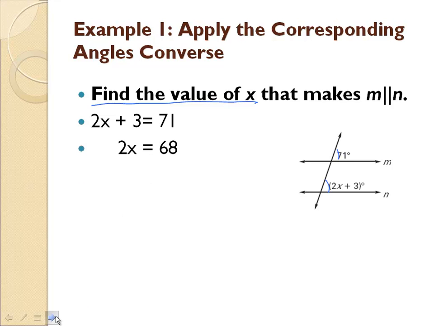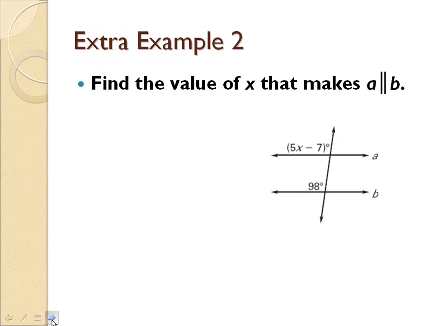To solve this, we're going to subtract 3 from both sides, and I get 2x equals 68. Then we'll divide both sides by 2, and x equals 34. Now you could check this to make sure it's right. So 2 times 34 plus 3, that's 68 plus 3, which is indeed 71. So our two angles are the same measure, which is what we want. Pause it and try this one on your own.